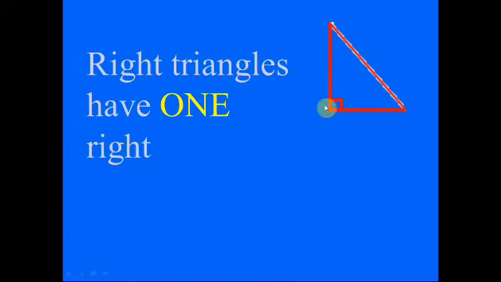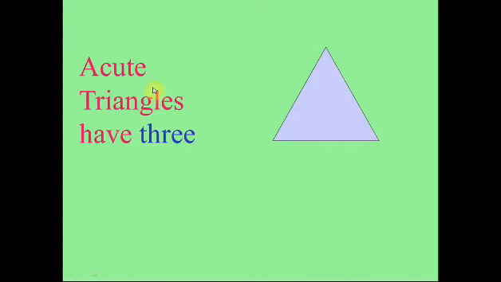The first one, right triangle. In the right triangle we have one right angle and two acute angles. If the triangle has one right angle, it will be right triangle. The second, acute triangle. In the acute triangle, all its angles are acute. We have three acute angles.